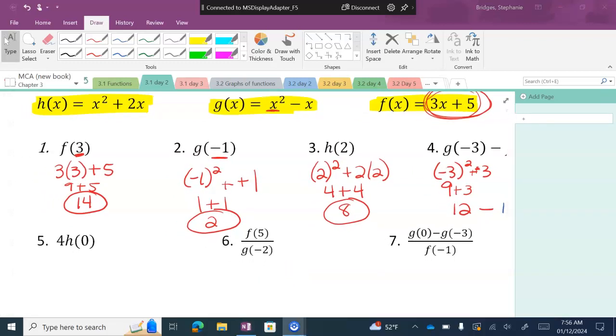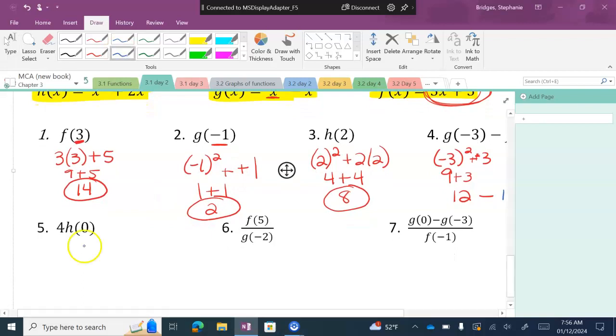All right, number 5 is 4 times h of 0. So what I want to do first is figure out what h of 0 is. That h function says x squared plus 2 times x. What does 0 squared plus 2 times 0 end up giving me? Just 0. And then once I figure that value out, I bring down that 4 and multiply it. And what is 4 times 0 going to give me? Just 0. So again, we're finding the value of the function first and then multiplying the result by 4.